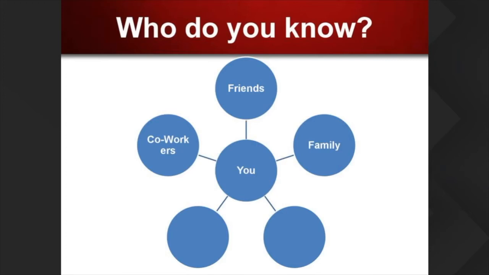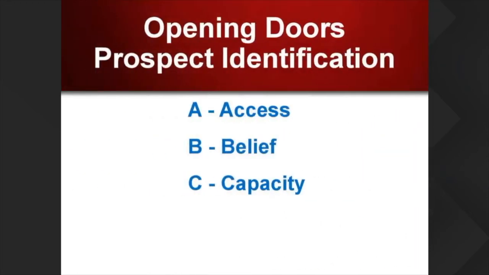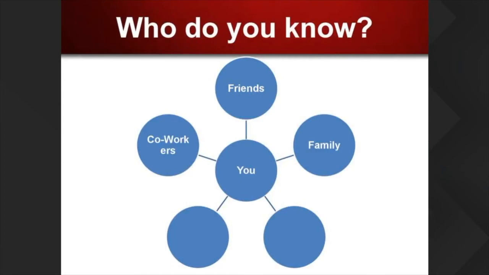And then we go back to this ABC and say, okay, A, you cross off the list because you have access to all these people. Everybody on this list would respond to your phone call or your email. So now we have to look at B and C, which is belief and capacity.